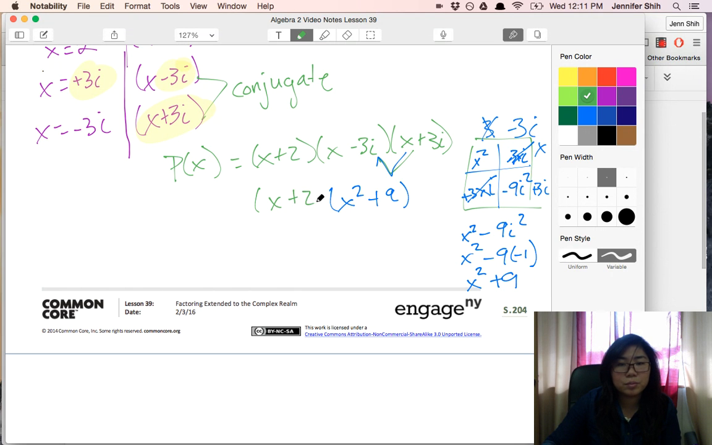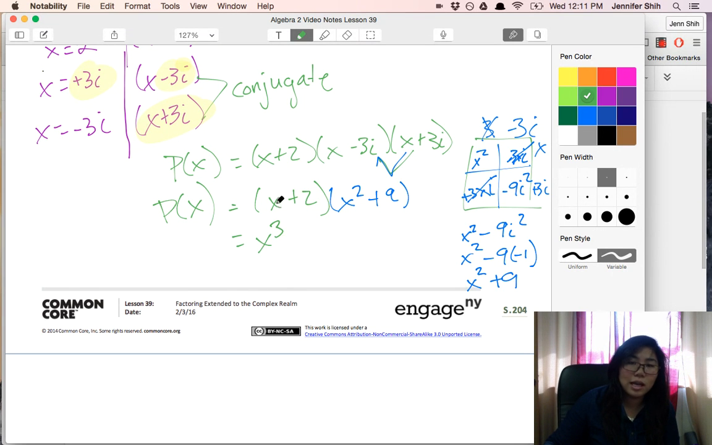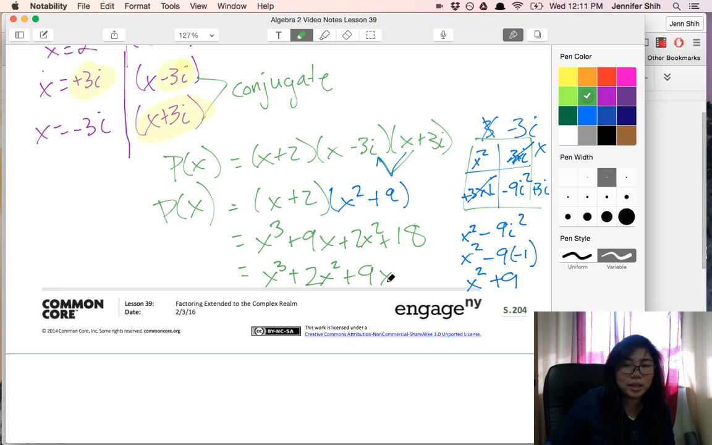x squared plus 9 times x plus 2. Those of you who are big fans of foiling, we can FOIL right now. First, x times x is x cubed. Outside, x times 9 is 9x. Now we have the insides, 2x squared, and last, 18. All right, I'll put this in standard form. Standard form is where all the powers are decreasing. You can annotate that in your notes as well.